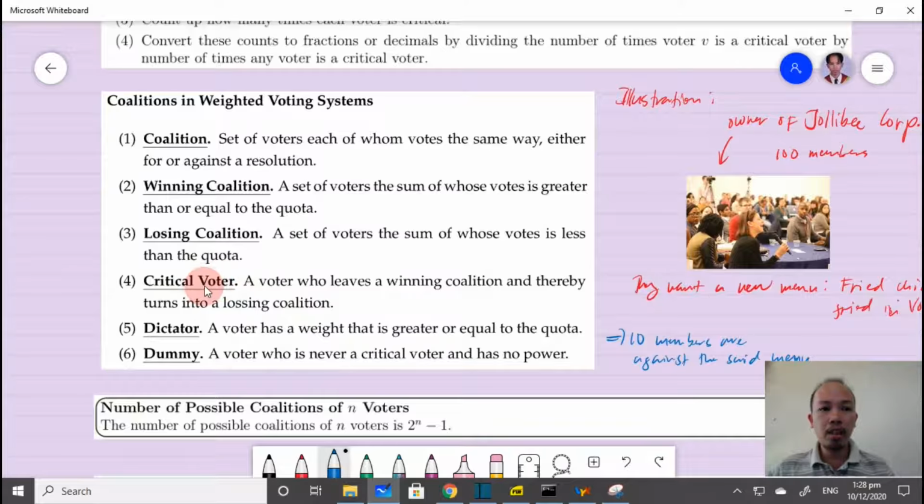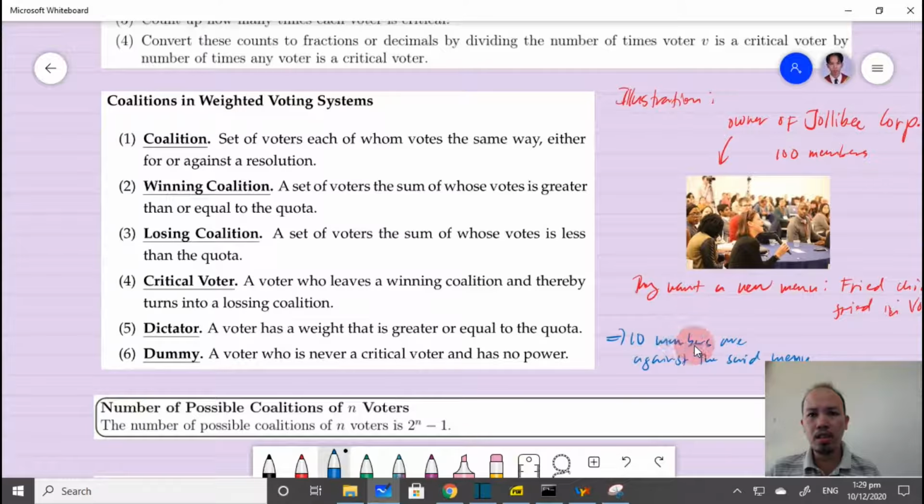The critical voter here is a voter who leaves a winning coalition and thereby turns it into a losing coalition. So, meaning to say, if these 10 members form a winning coalition, and then voter V sub 10 leaves the coalition, and the sum of their weights or votes is now less than the quota, then that voter is what we call a critical voter. I hope now that you are familiar with that one.